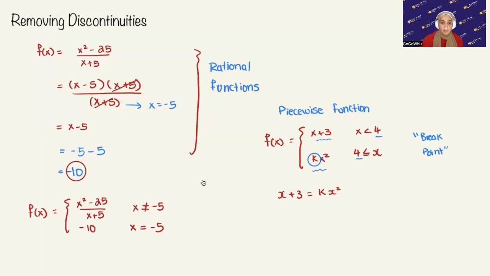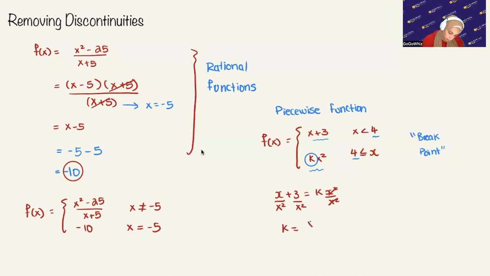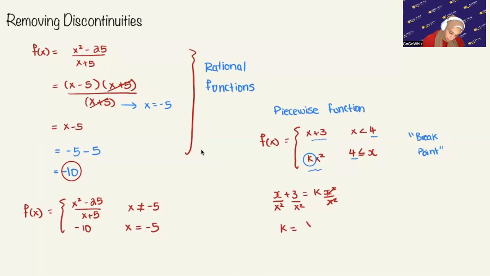I'm just solving for k, so we're going to divide everything by x squared. Then k is equal to, actually, let's write this as 1 over x plus 3 over x squared. Remember, this is at x is equal to 4, so we sub that in. k is equal to 1 over 4 plus 3 over 16.